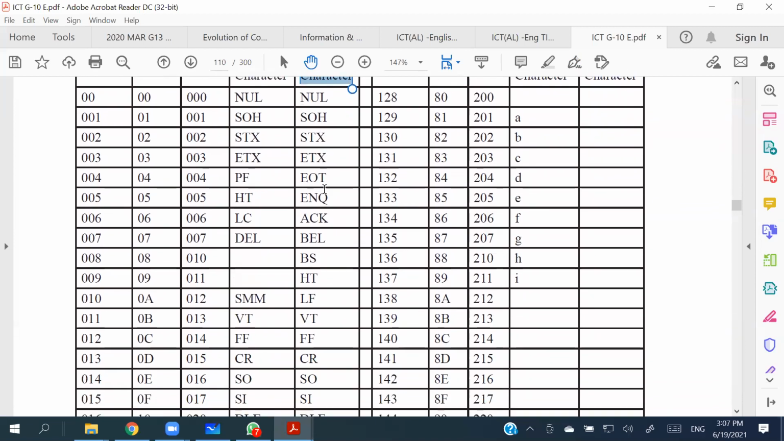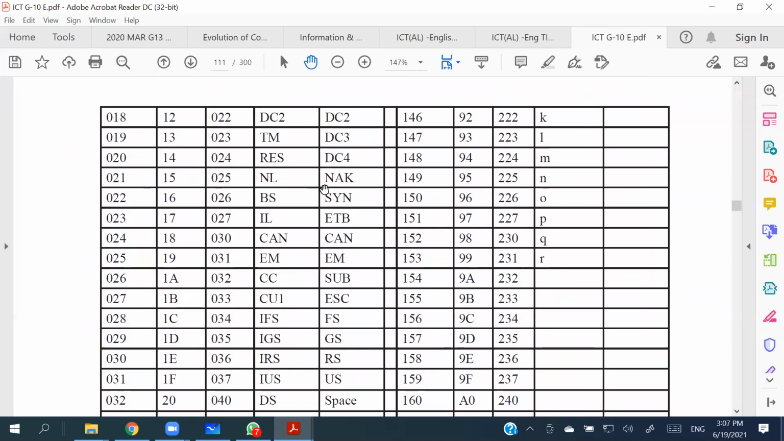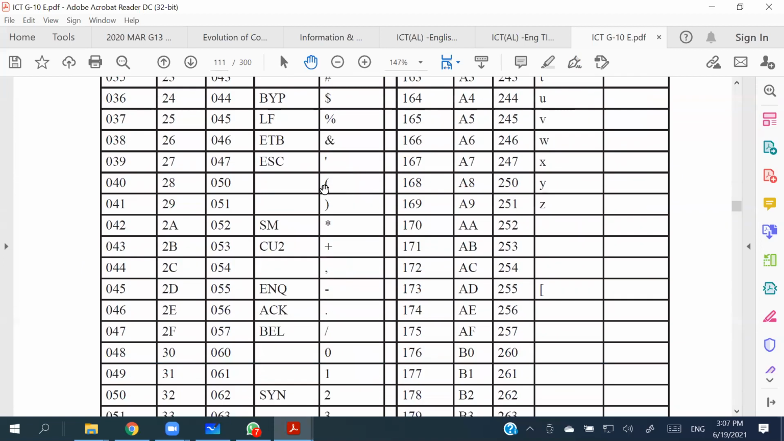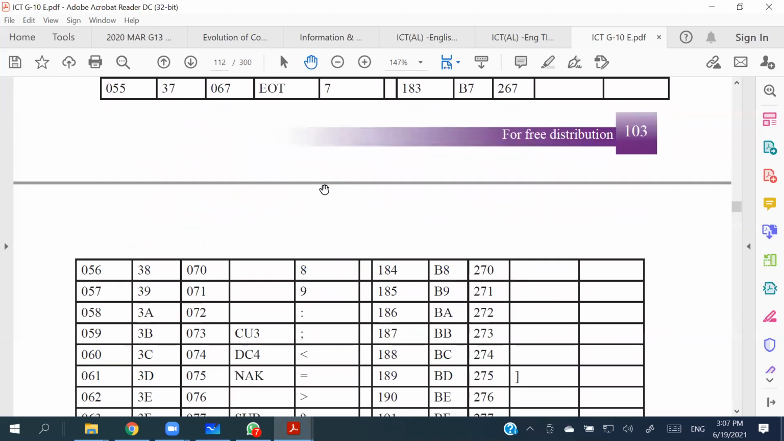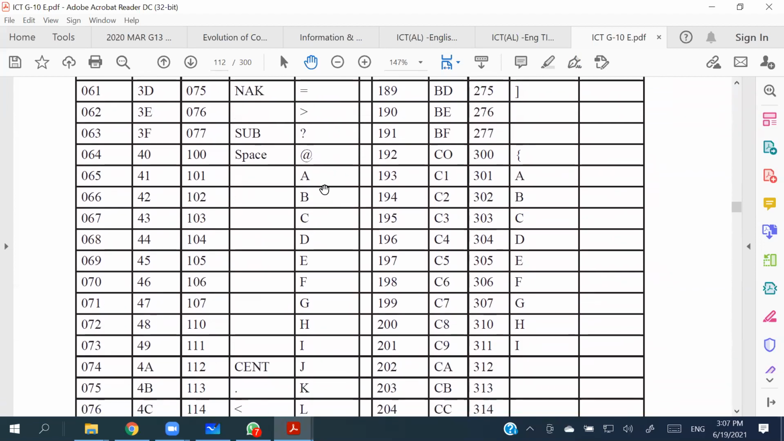Right? So see what happens over here. Look at this. Now in the ASCII code, ASCII came in the very last manner. In the ASCII code for capital A, they use the decimal value 65, and B they use 66, C 67, D 68, right?